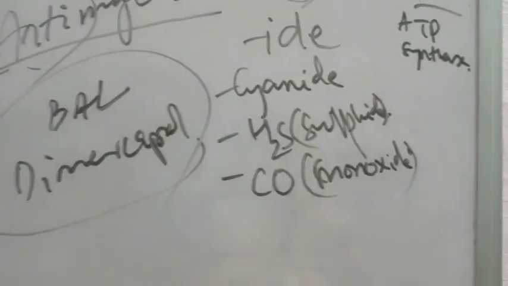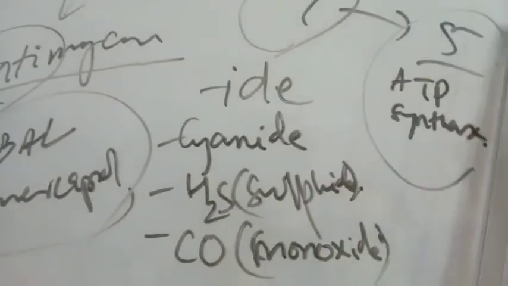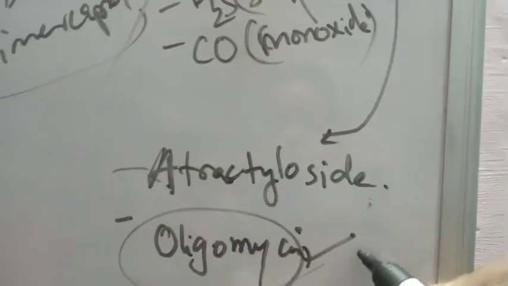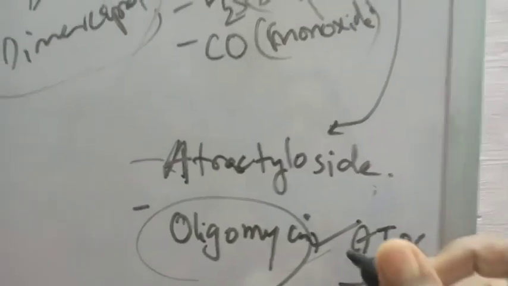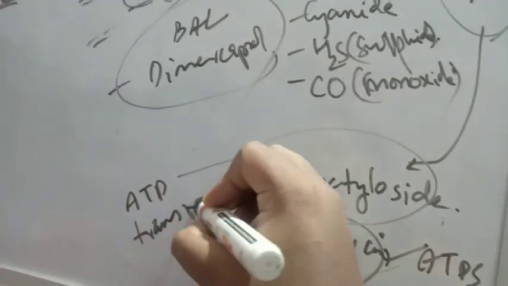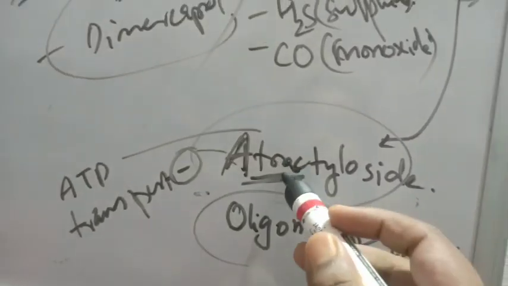So, what are the inhibitors of ATP synthase? See, this is actually a tricky question. If you just want to remember simply, I can give you 2 names. One is atractyloside, and another one will be oligomycin. These 2 are complex 5 inhibitors, but there is a small difference between them. Oligomycin is the actual ATP synthase inhibitor, but atractyloside is what? It is an ATP transporter inhibitor. Atractyloside, ATP transporter.